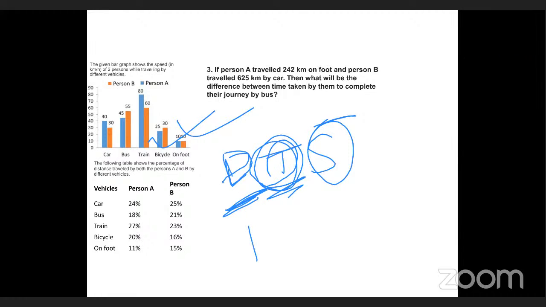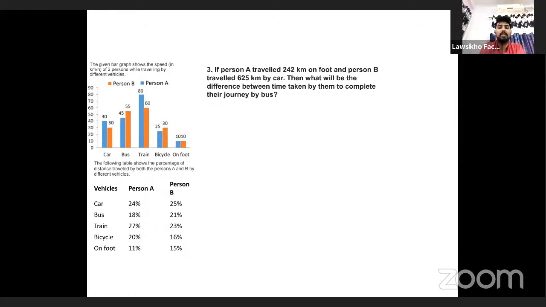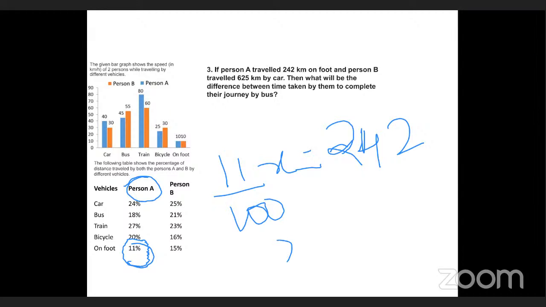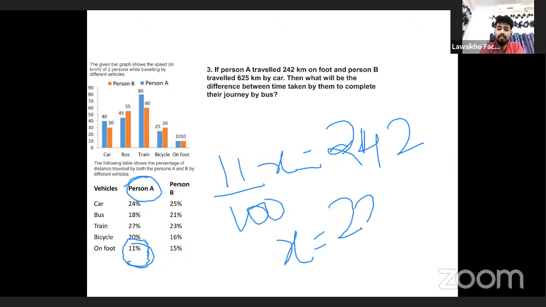So how would you do that? You would do that by finding the total distance which these two people need to cover. Person A traveled 242 kilometers on foot, and on foot the share is 11%. Which means if I take the total distance as x, then 11% of x would be nothing but 242 kilometers. Is this clear? Yes, sir. Okay, so x would be nothing but 2200 kilometers.